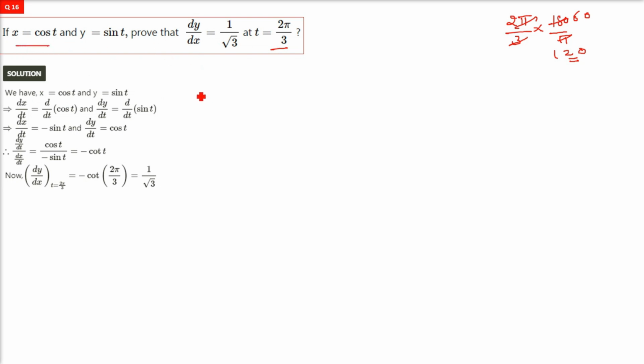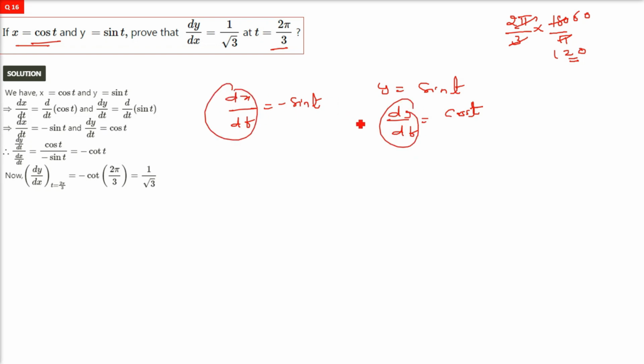x is equal to cos t. dx by dt is derivative of cos t, which is minus sin t. So it will be negative sin t. y equals sin t, so dy by dt will be equal to cos t. This you know already. Divide them, dy by dt and dx by dt. So 1 and 2, let us mark them and just divide them. So you have cos t divided by minus sin t, which is minus cot t.